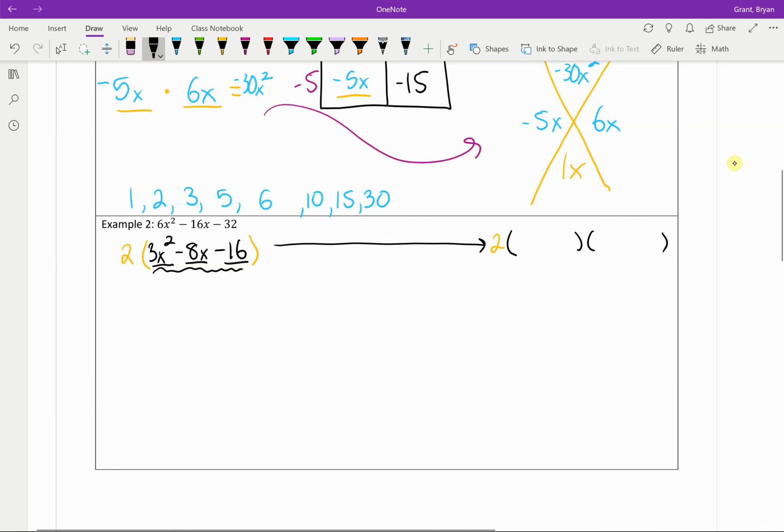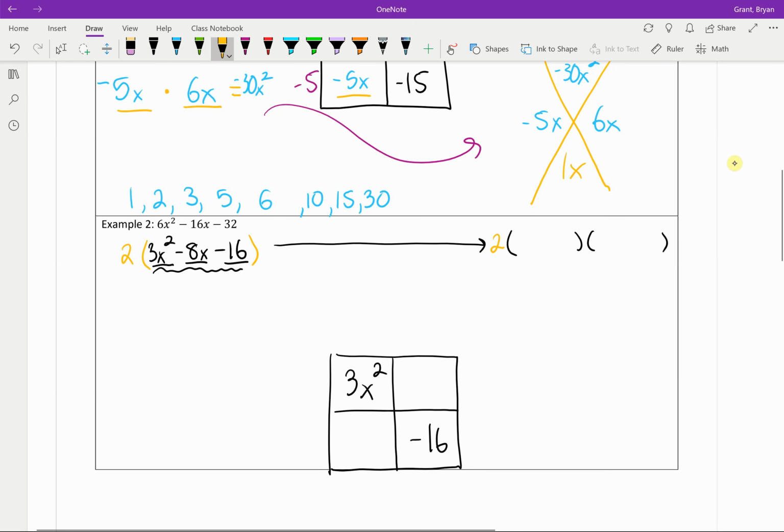So let's get everything set up. We know that we're going to have our box. The box is going to contain the inside. It's going to have 3x squared, -16. There's 2 spaces left, but only a -8x left, so we have to split that -8x up. How do we split it up? Well, we need 2 numbers that add to equal -8x, and we need those same 2 numbers to multiply to equal, and this is always the tricky part, the first times the last. 3 times -16 is -48x squared.